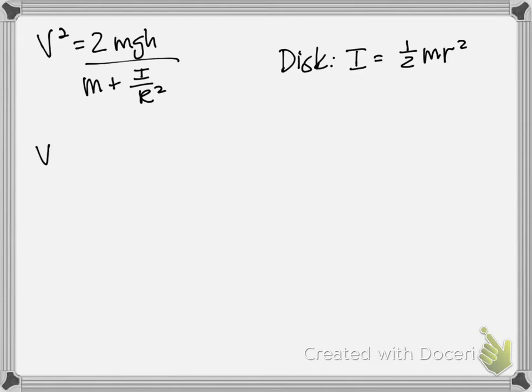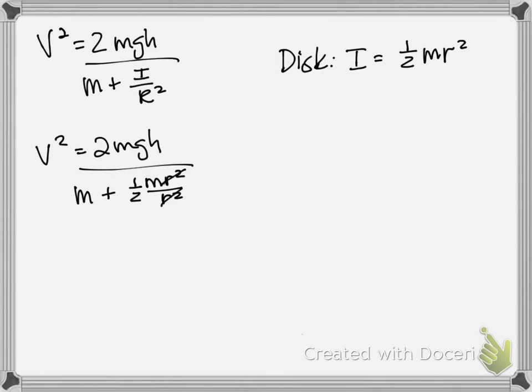So v squared equals 2mgh over m plus I, which is 1/2 mr squared, over r squared. Okay, it looks like we're finally getting a break with the algebra here, right? The r squareds go away. V squared equals 2mgh. What do I have downstairs? M plus 1/2 m. So I have 3/2 m.